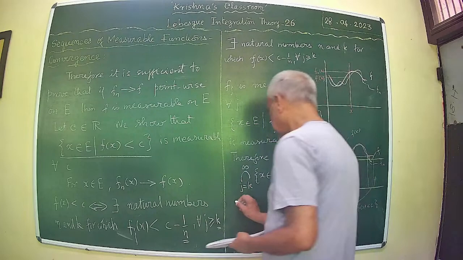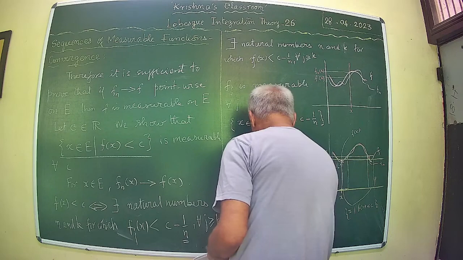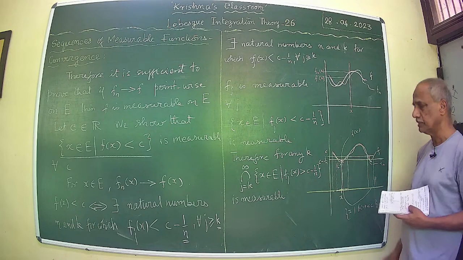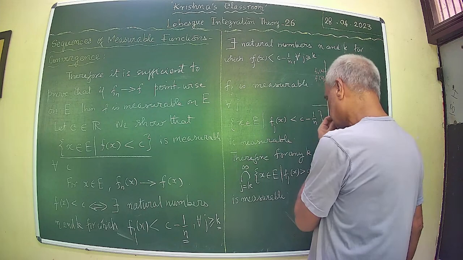Is measured. Why is it measurable? Because each of these is measurable for each j. Therefore, for j ranging from k to infinity, this is measurable. Okay.